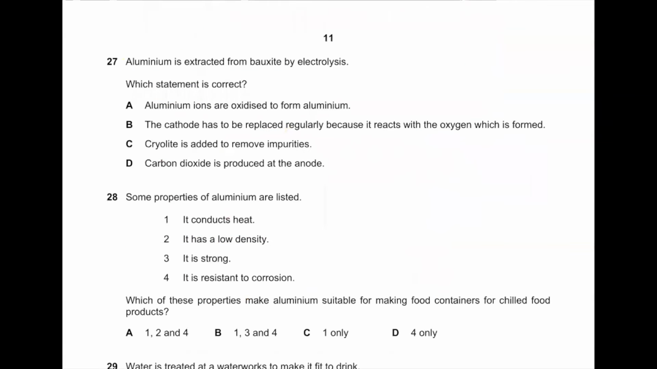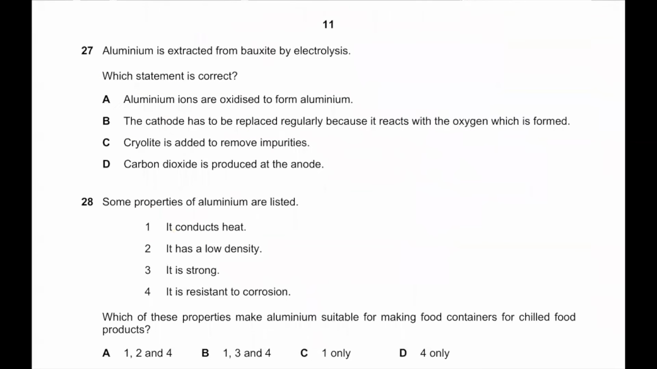26A. Guys, moving on to question number 27. Aluminium is extracted from bauxite by electrolysis. Which statement is correct? So, understanding aluminium being extracted from bauxite, and the process is electrolysis, bauxite contains aluminium oxide, Al2O3, in the form of Al3+ and O2-.